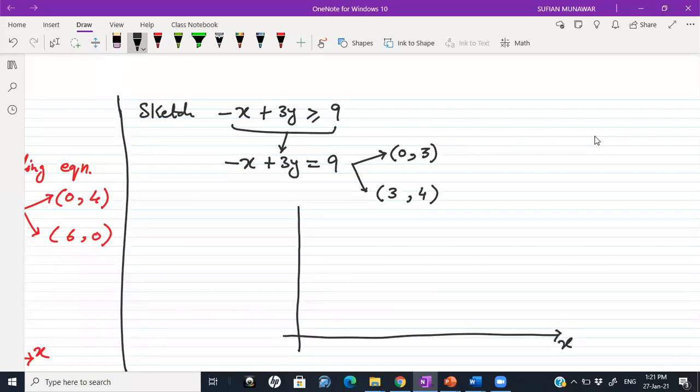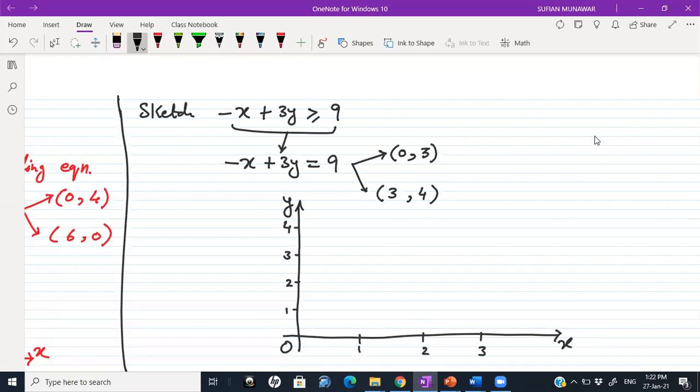Here we have x, and here we have y, and here we have 0. Now you can see x is varying from 0 to 3, so I take here 1, 2, 3. And y is varying from 3 to 4, so I consider here 1, 2, 3, and 4.